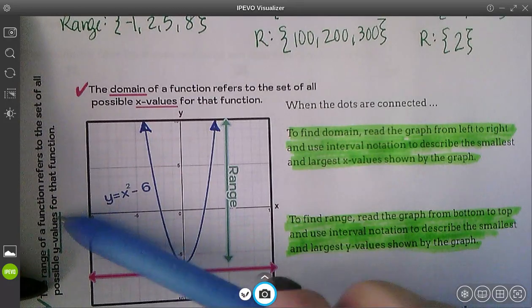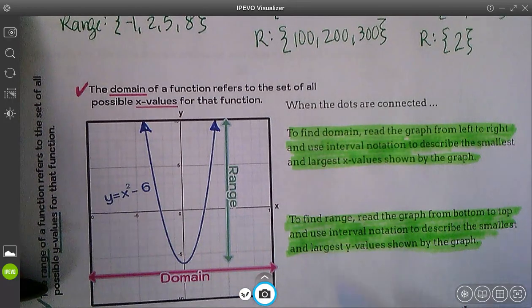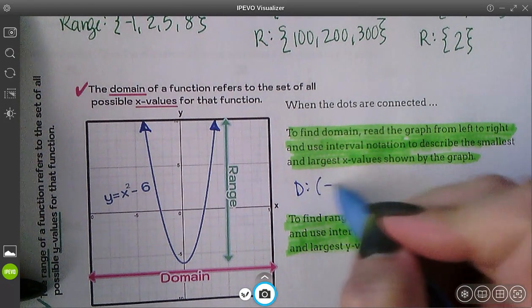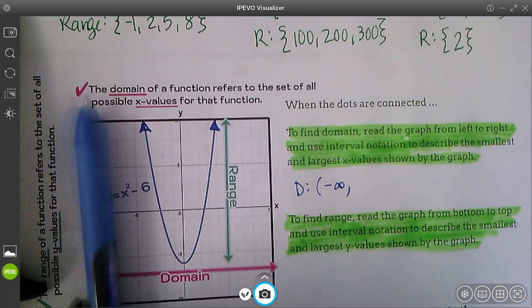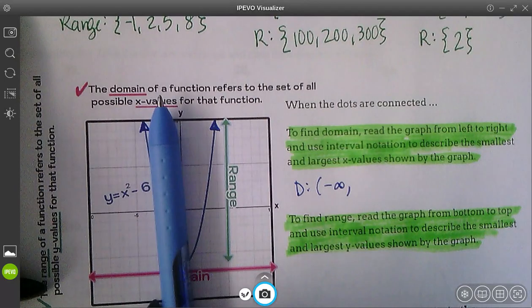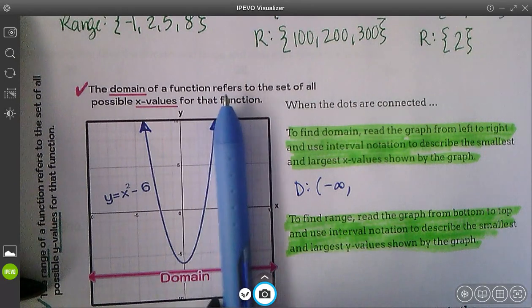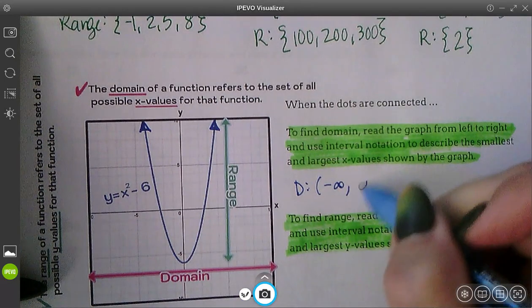Since it's on the left end, that is negative infinity. So the domain for this graph is going to start at negative infinity. And if I keep scanning to the right, the last thing I run across is also an arrow, so it goes from negative infinity to infinity.